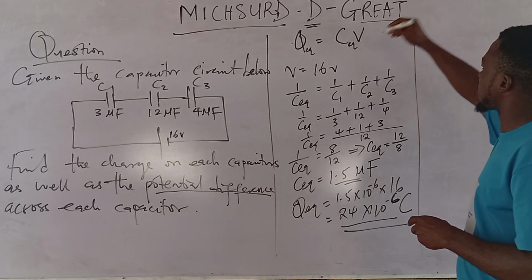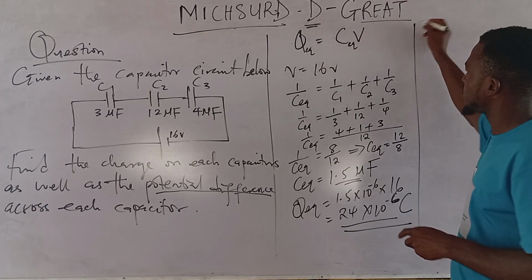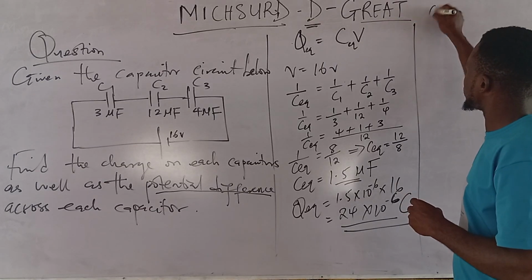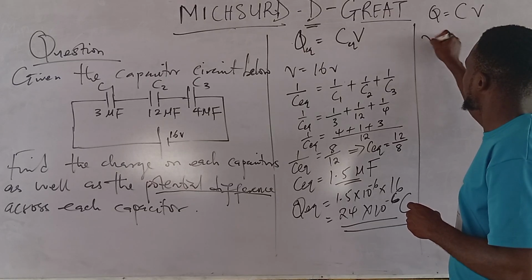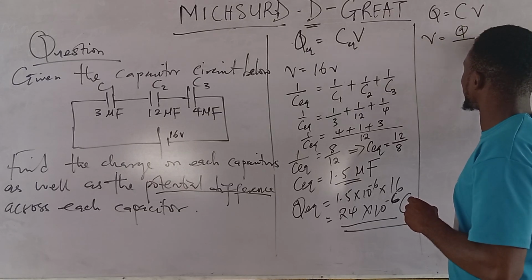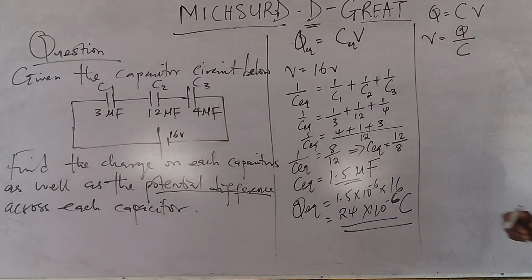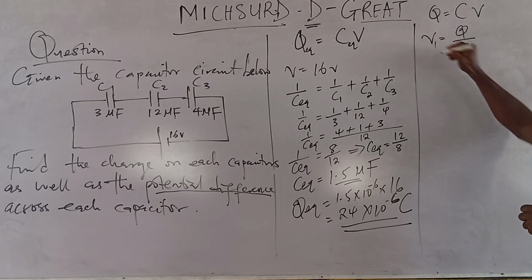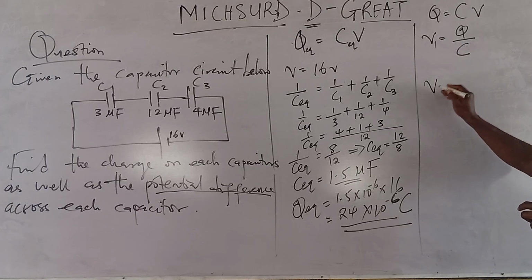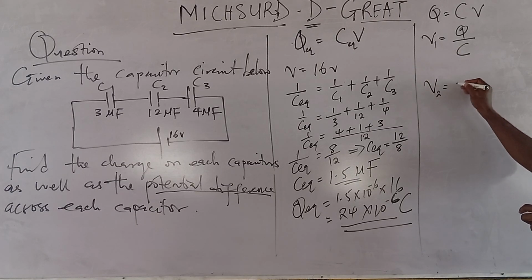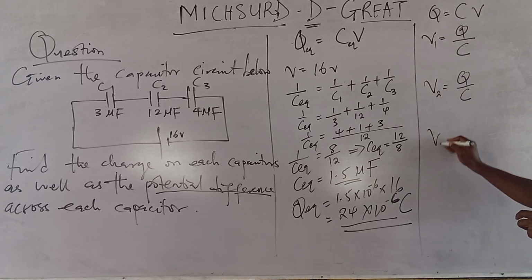Now, we want to calculate, so I will make V the subject of the formula. This time around what we have is Q equal to CV, so V becomes equal to Q over C. So that means the potential difference in capacitor 1 is this, the potential difference in capacitor 2 is given as this, and the potential difference in capacitor 3 is given as this.